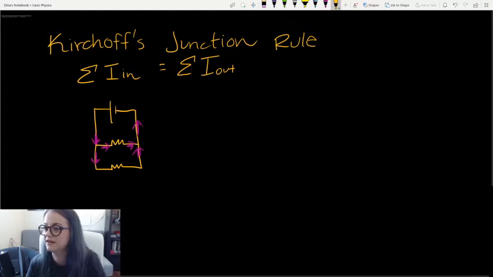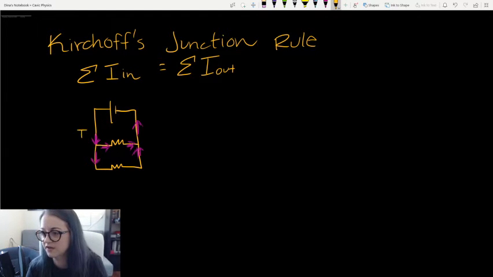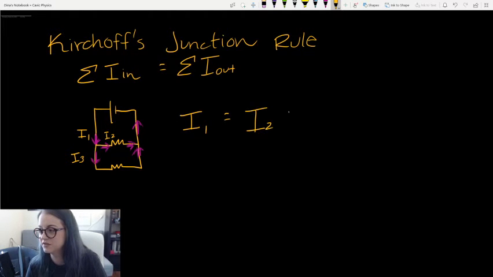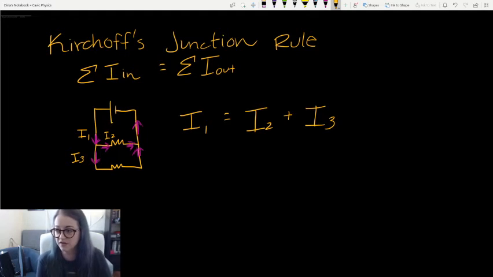So we could write that in equation form. I'm going to call this I1, I'm going to call this I2, and this I3. I1 comes into the junction, so it has to equal I2 plus I3. Pretty simple. If current comes in, it also has to exit. That one's super helpful when looking at parallel circuits.